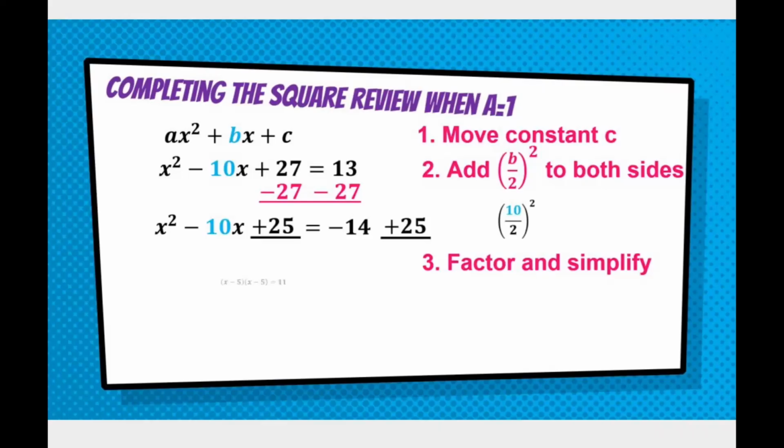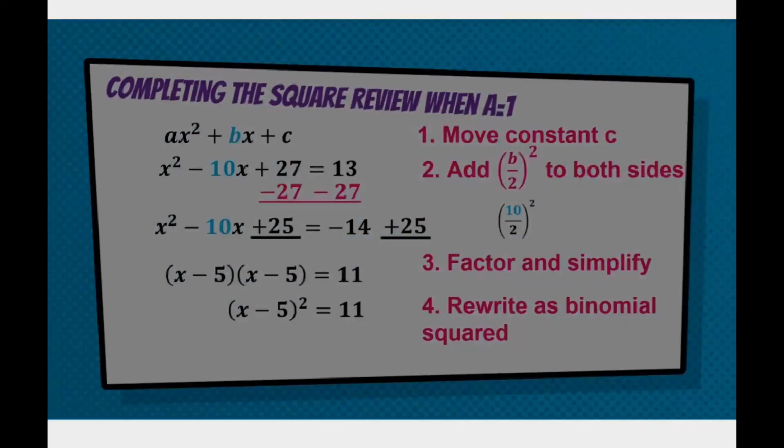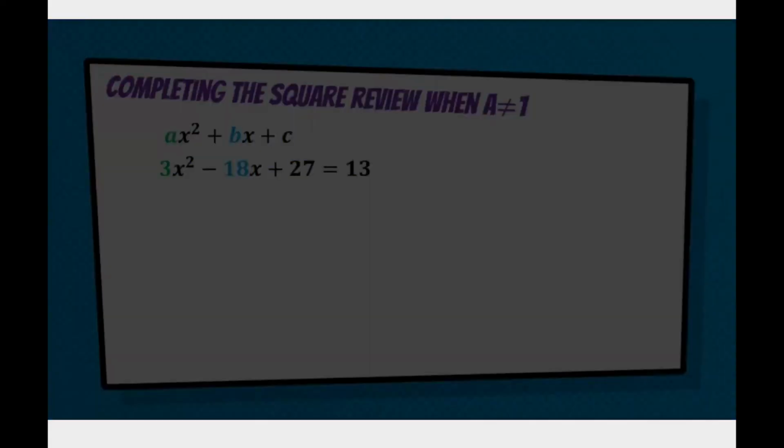And then I'm going to factor the left side of this equation. Two numbers that multiply to 25 and add to negative 10 would be negative 5. So that would just be x minus 5 times x minus 5. And then I'm going to add negative 14 and 25 to get 11. And then I'm going to rewrite like this. So we can skip some of those steps, and the quicker you can identify these patterns, the better.